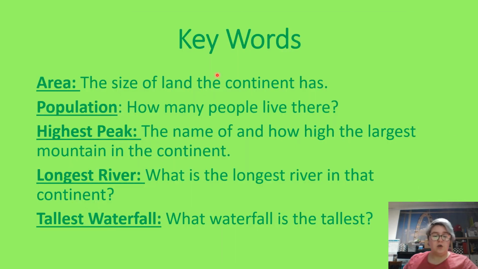Okay, so key words today. Okay, the area. So the area is the size of land that a continent has. So a continent isn't just one country all the time, it's lots of different countries added up. So the size of land for each country will be added together to give you the area of the continent. Now we will be talking about area and things like that in maths as well. So the size of land the continent has, that's the area.